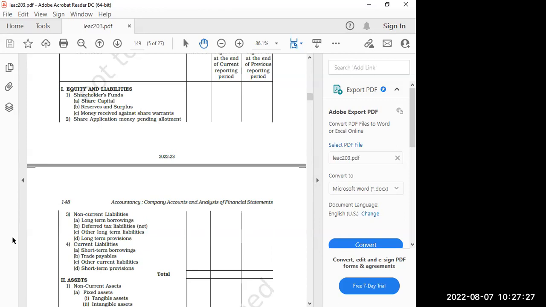Short-term borrowing. Suppose you have taken a loan from a bank for a short period of time, one year or less than 1 year. Trade payable means sundry creditors and bills payable together. Other current liabilities, apart from these, any other current liabilities: salary payable, rent outstanding, wage outstanding, interest outstanding, all those things will come under other current liabilities. Last one, short-term provisions. Short-term provision means any provision made against the profit for a short period of time. Example, provision for bad debts.